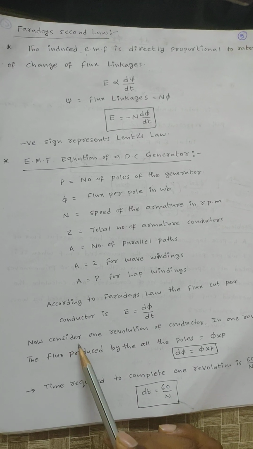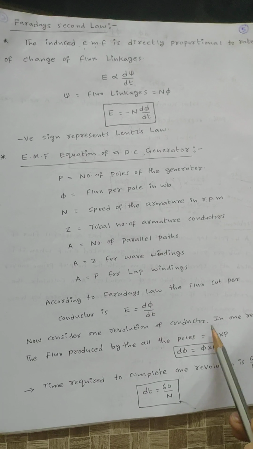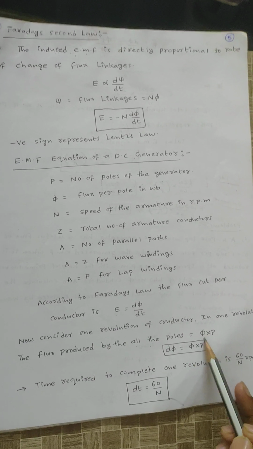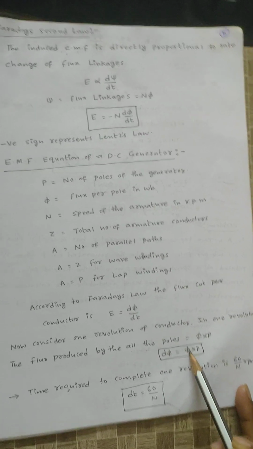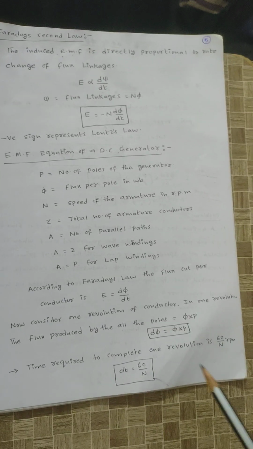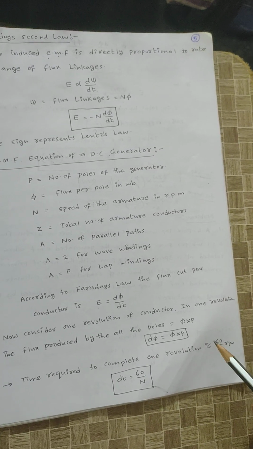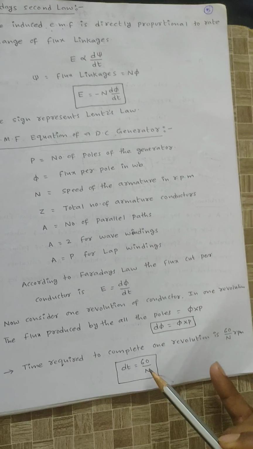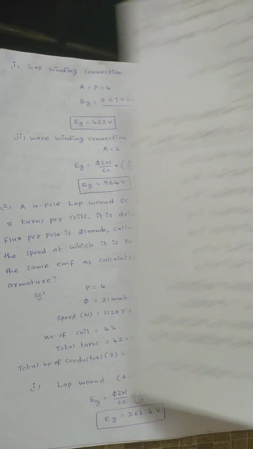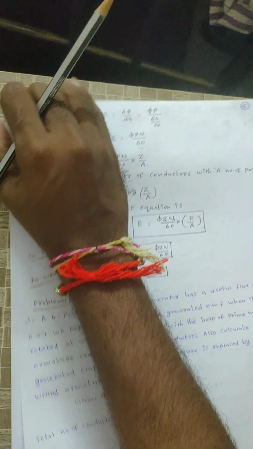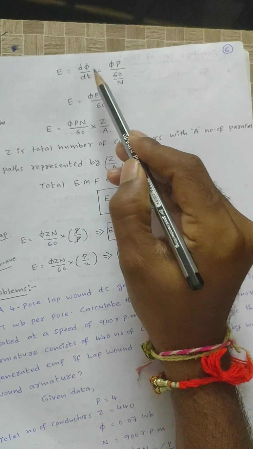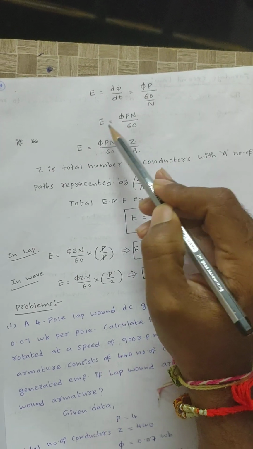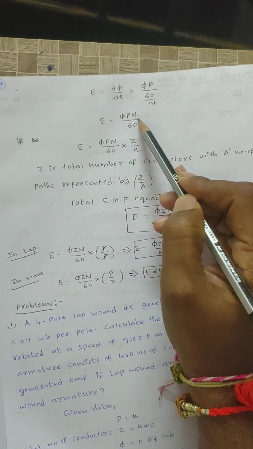Now let us consider one revolution of the conductor. In one revolution, the flux produced by all the poles is phi into P, so the change in flux will be phi into P. The time required to complete one revolution is 60 by N, that is, dt seconds is equal to 60 by N. Substitute the d phi value and dt value here: E is equal to d phi by dt, where d phi is phi into P and dt is 60 by N. Then the induced EMF E is equal to phi P N by 60.